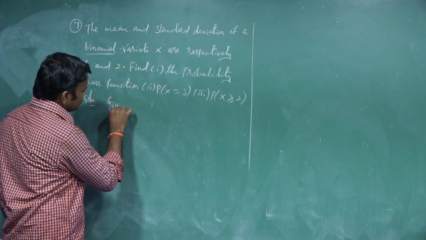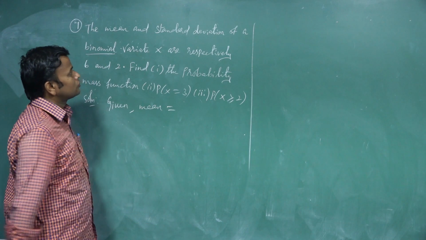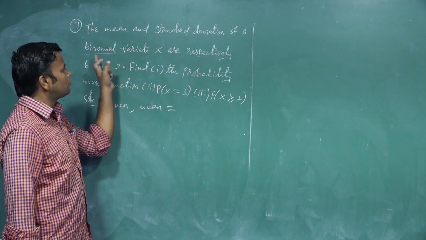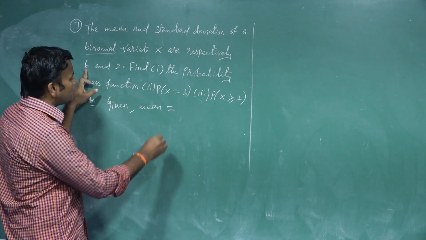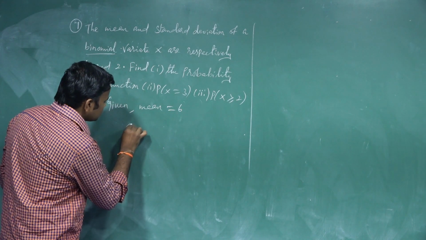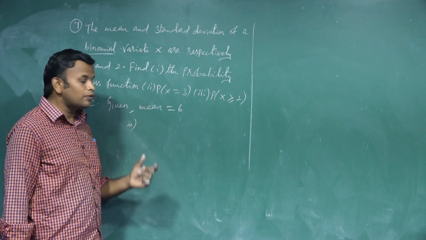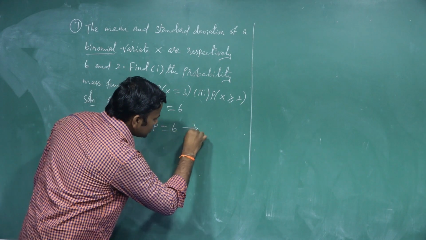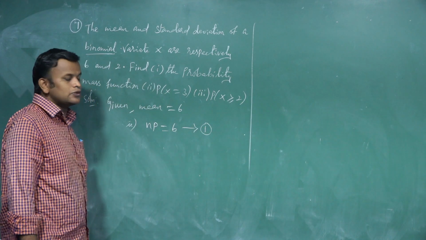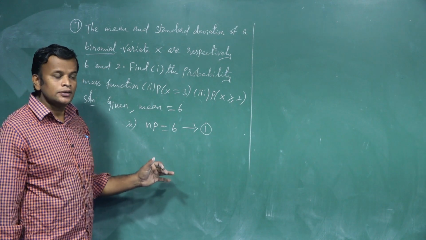Given the mean and standard deviation of a binomial variate are 6 and 2, the value of the mean is 6. We know very well that in a binomial distribution the formula of the mean is np. So np is 6. I put it as the first equation, because in simplification I need this equation.